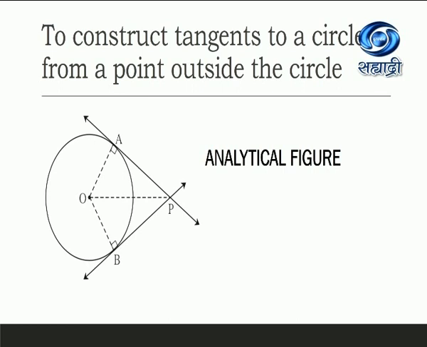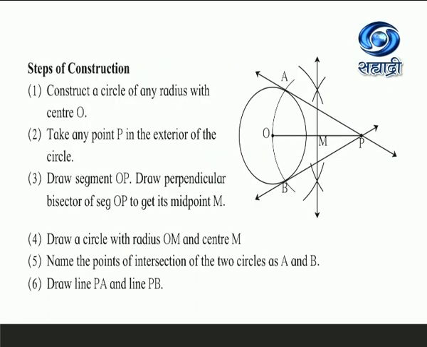Here there is a circle with center O. P is the point outside the circle. From P, two tangents have been drawn, PA and PB, touching the circle at A and B respectively. So now let us see how we can do the construction. The steps are: first, construct a circle of any radius with center O. I hope you must have done it.